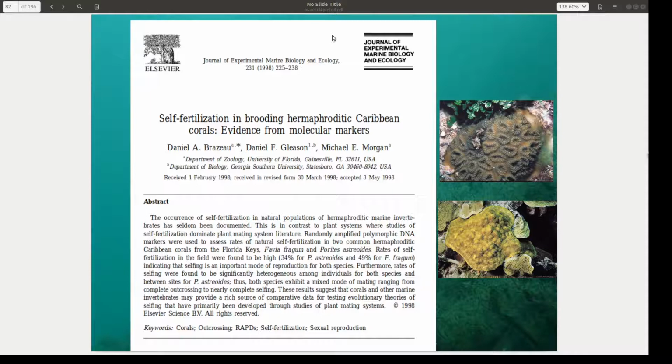And in many hermaphroditic animals, simultaneous hermaphrodites, there is plenty of evidence of self-fertilization, which I think in most cases is strongly selected against, but it happens because it can't be prevented, especially in free spawners who release their eggs and sperm directly into the water column. So in corals, for instance, they're free spawners. In this particular example, the rates of self-fertilization in the field were found to be pretty high, about 34% for one species and 50% for another one. And it suggests that selfing is an important mode of reproduction, perhaps, and that individuals differ quite a bit in the rate of selfing.